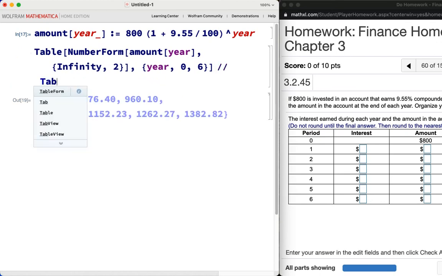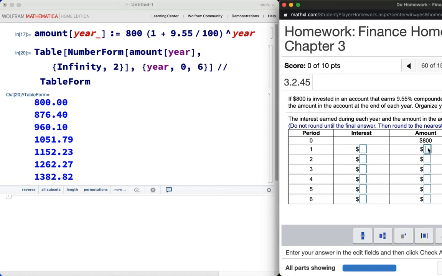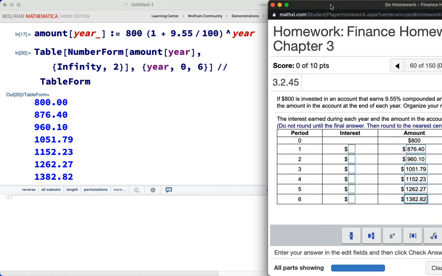And let's make it a table. So that's going to be $876.40, $960.10, $1,051.79, $1,152.23, $1,262.27, $1,382.82. So far that looks good, but what about the interest?